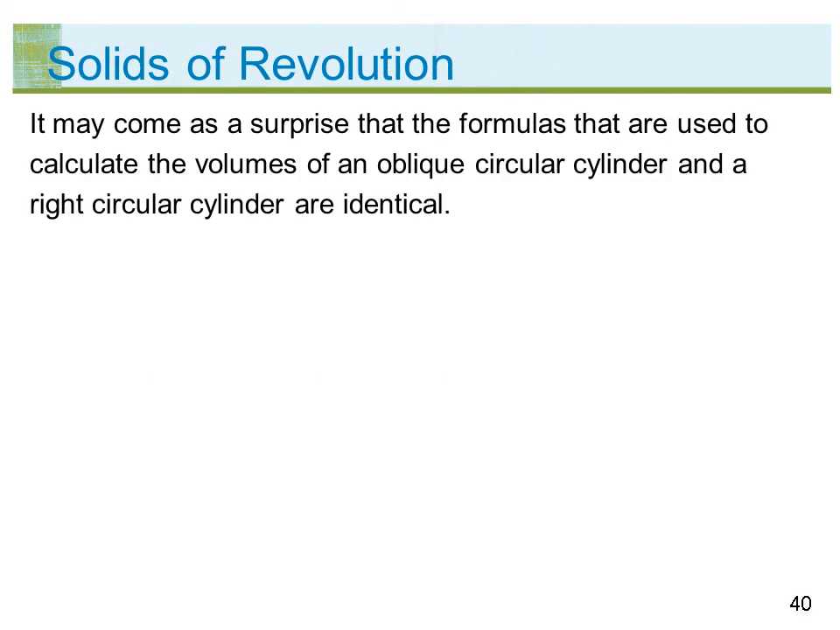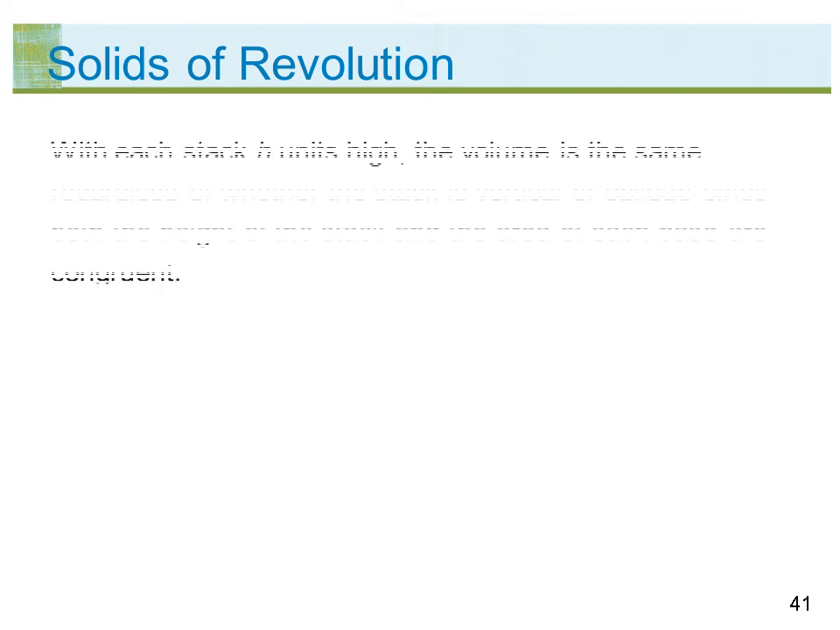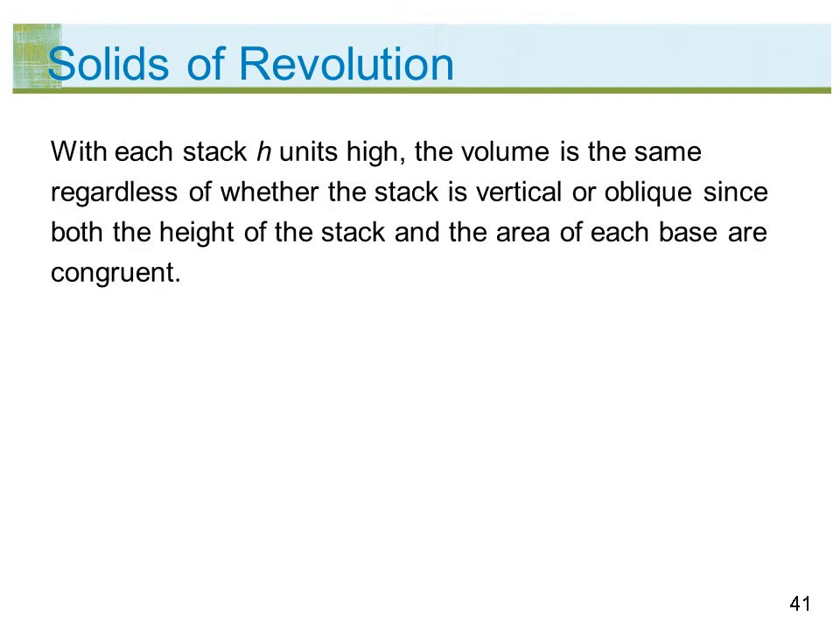It may come as a surprise that the formulas that are used to calculate the volumes of an oblique circular cylinder and a right circular cylinder are identical. To see why the formula V equals BH or V equals πr²h can be used to calculate the volume of an oblique circular cylinder, consider the stacks of pancakes shown in figure 9.37a and 9.37b. With each stack h units high, the volume is the same regardless of whether the stack is vertical or oblique, since both the height of the stack and the area of each base are congruent.